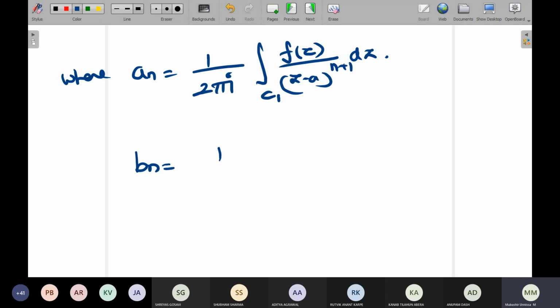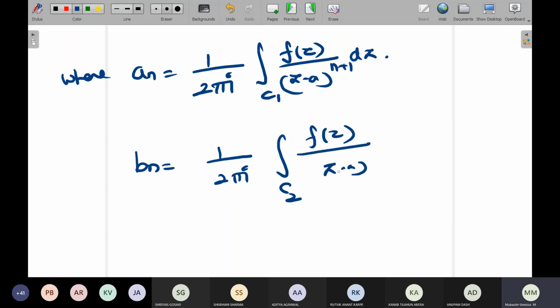Similarly, your bn will be equal to 1 by 2 pi i integral over c2 of f of z divided by (z minus a) whole power 1 minus n, into dz.